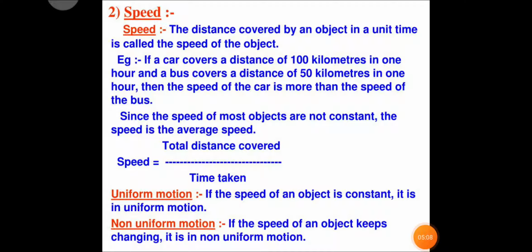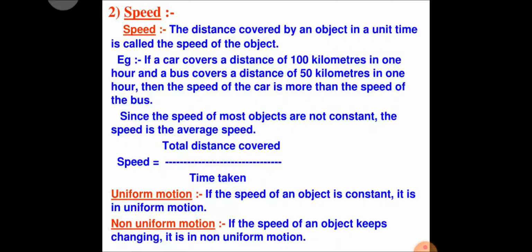From here we can see how the distance varies in uniform and non-uniform motion, and how we can explain the concept of speed with the help of an example. We know the distance covered by an object in a unit time is called the speed of the object. For example, a car covers a distance of 100 kilometers in 1 hour, a bus covers a distance of 50 kilometers in 1 hour, then the speed of the car is more than the speed of the bus.